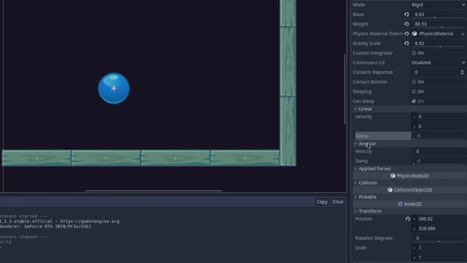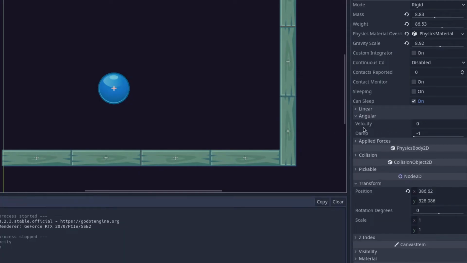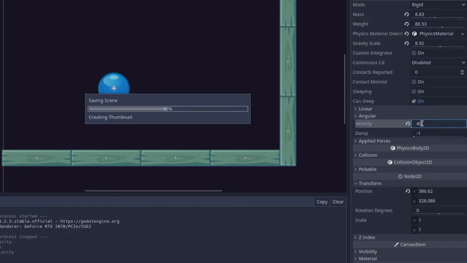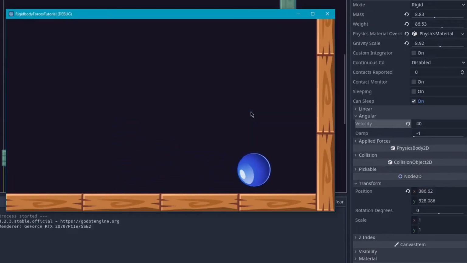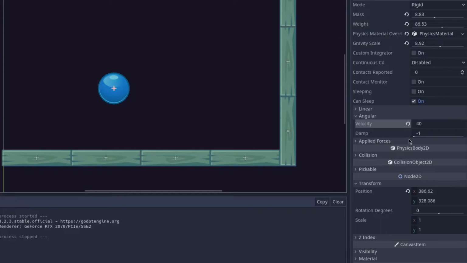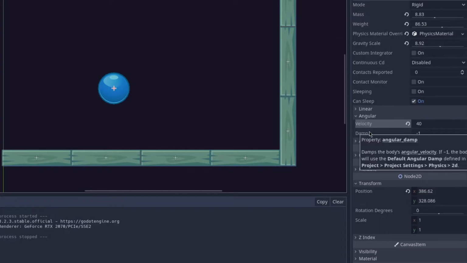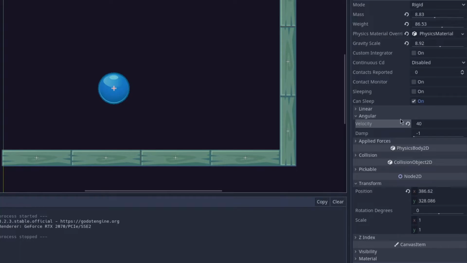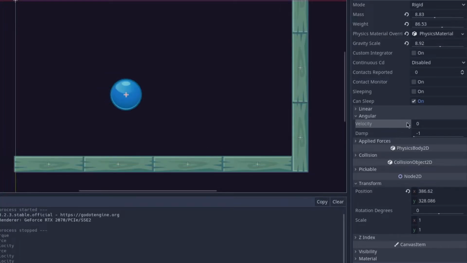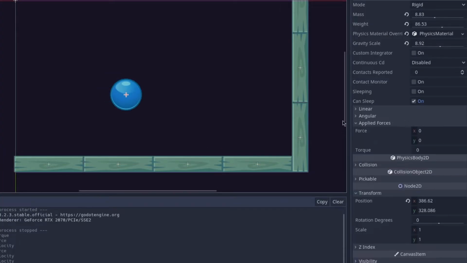Let's reset these values and let's have a look at the angular velocity. Similar to the linear velocity, this is the angular impulse the object starts with. So let's set this to 40, and if we start the game, you will see that it starts with a rotating force and then slows down again. And here, the damping means how quickly the object will slow down with rotating.